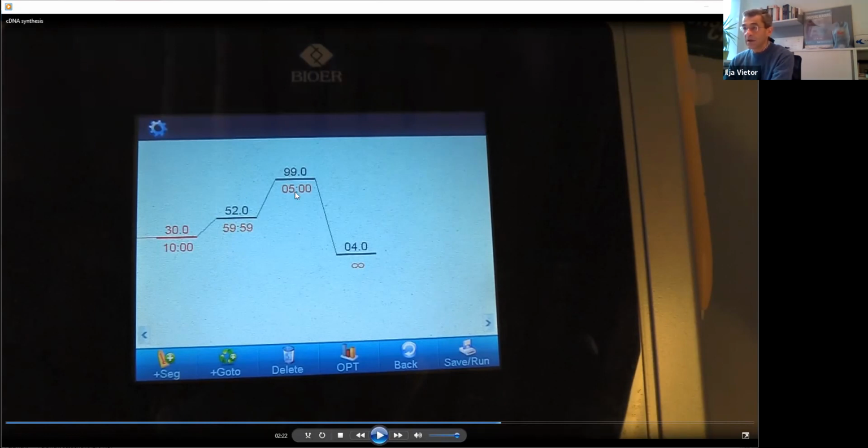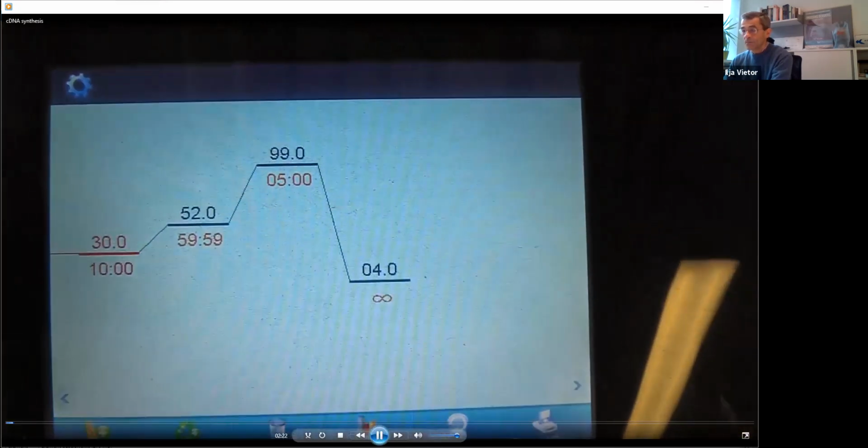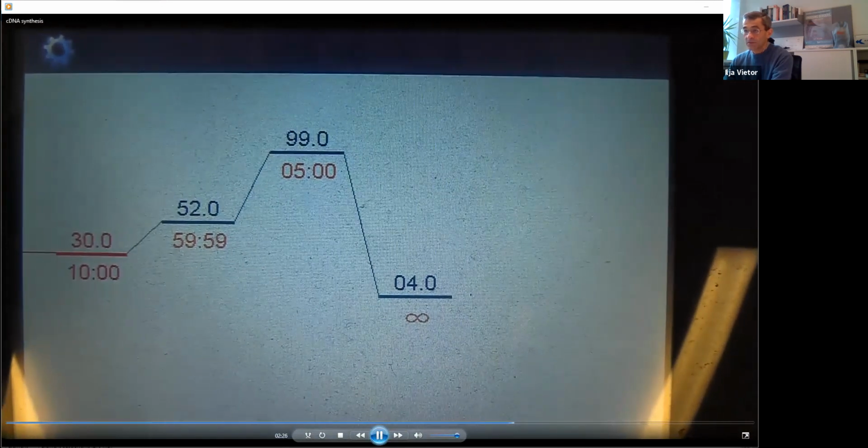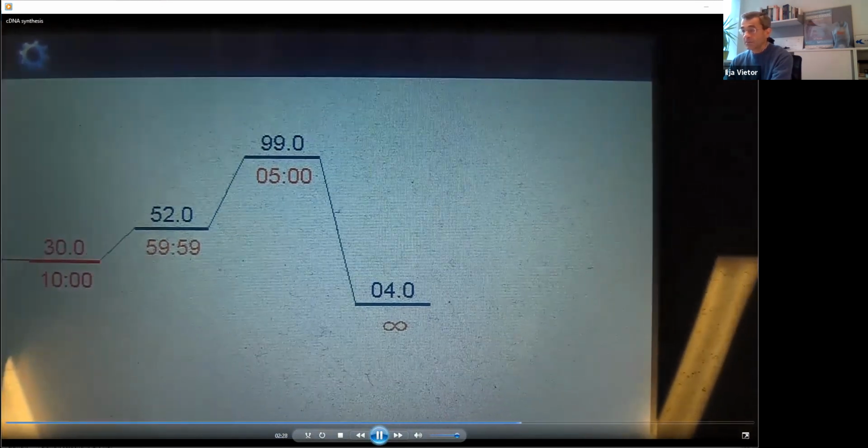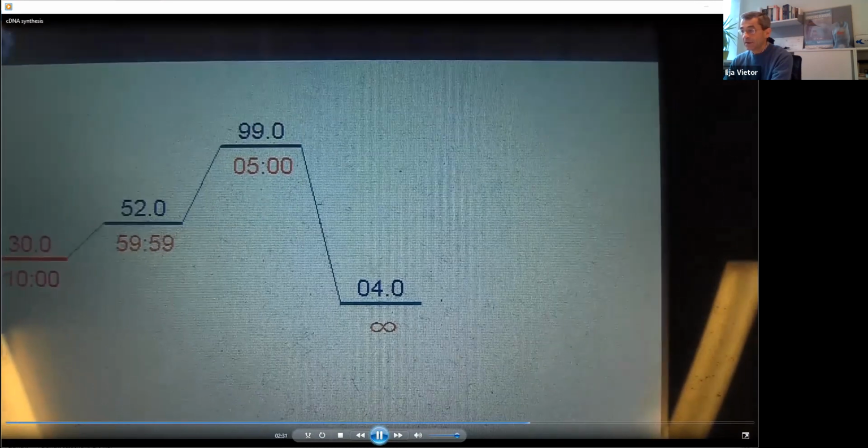And then comes the last step where you deactivate the enzyme by basically boiling the sample. So you destroy the protein by 99 degrees for 5 minutes. And you have only cDNA left. And afterwards, it's kept at 4 degrees until the next step comes, which is the qPCR. So it's fairly simple, but it has to be properly done.